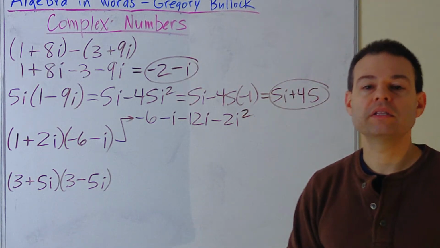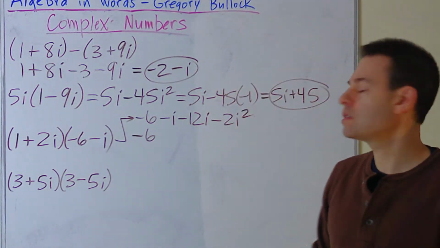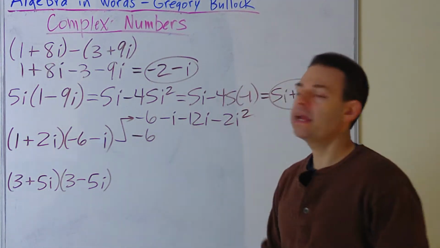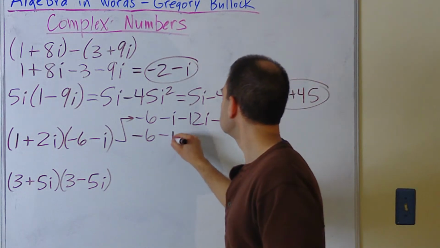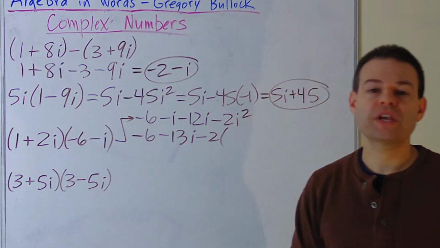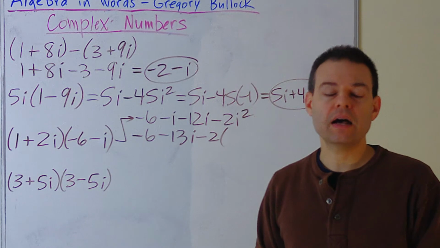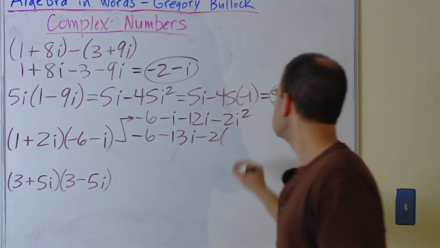Now let's start back on the left and combine like terms. The negative 6 stays the same, and negative I and negative 12I is now going to become negative 13I. And now change the I squared into negative 1.